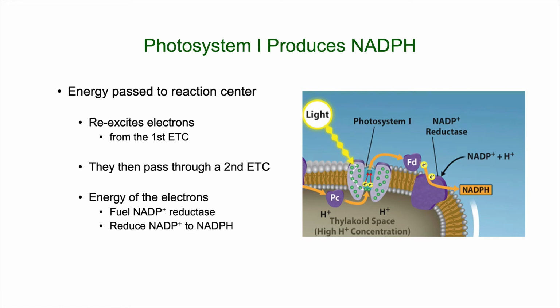Once the electrons get through the first electron transport chain, they enter the second photosystem, photosystem 1. And light energy, again, excites pigment molecules that excite a special pair of chlorophyll A's that then push those electrons up into another short electron transport chain, a second electron transport chain. And as those electrons are moving through, the energy fuels this enzyme, NADP+ reductase, to reduce NADP+ to NADPH + H+.